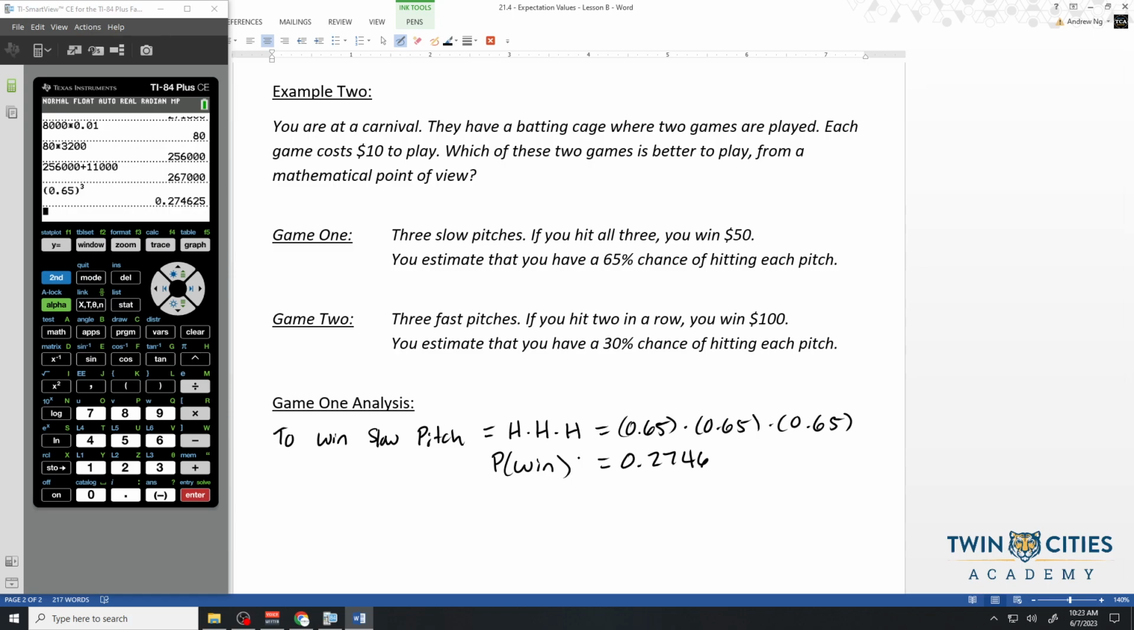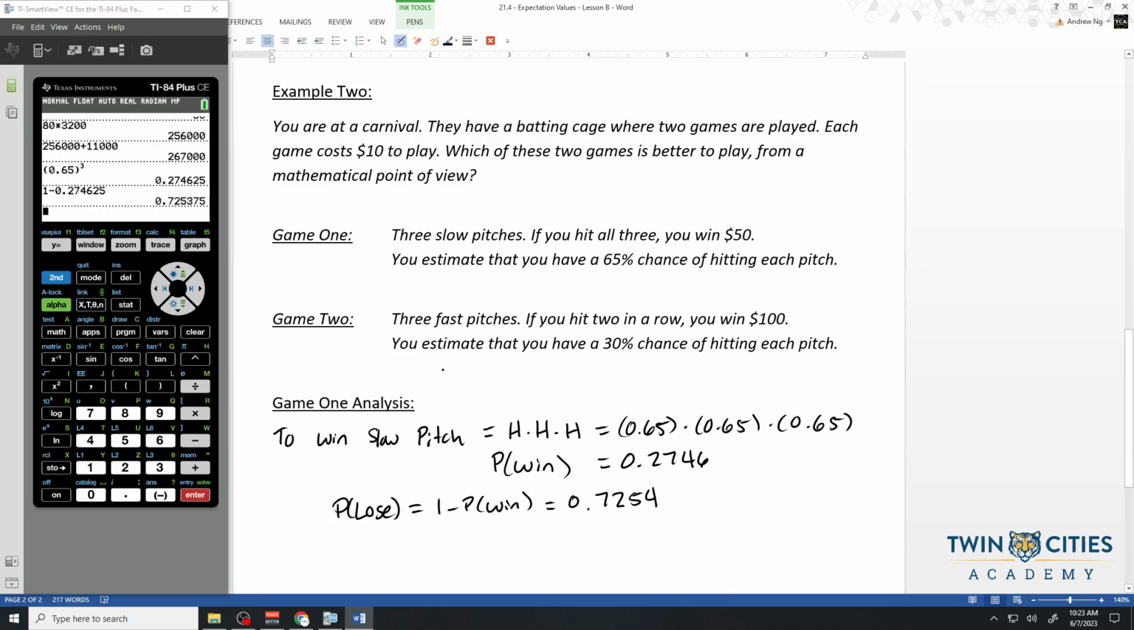Okay, so the probability that you win is 0.2746, which also means that the probability that you lose, since you either win or you lose, there's no other outcome that could happen, would be 1 minus the probability that you win. So the probability of losing is 1 minus the probability of winning. So this would be 0.7254. So a little more than 72% of the time you would lose this.